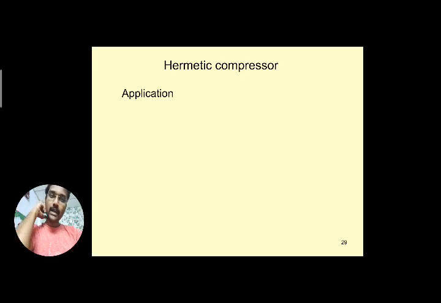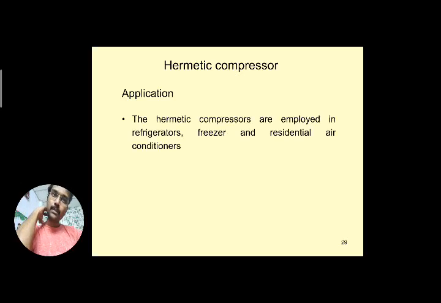Coming to the application part, these compressors can be used in refrigerators, different freezers, or in air conditioners, residential air conditioners. There are a lot of applications for hermetic compressors. Nowadays we mostly use the hermetic type of compressor, a completely sealed unit, which can be used for longer years. That's the reason they give a warranty for a compressor of about 10 years.